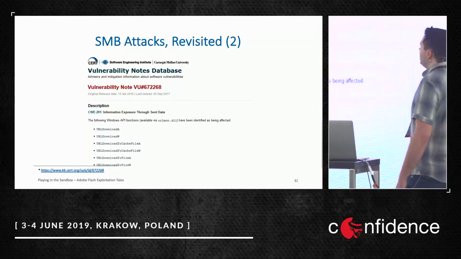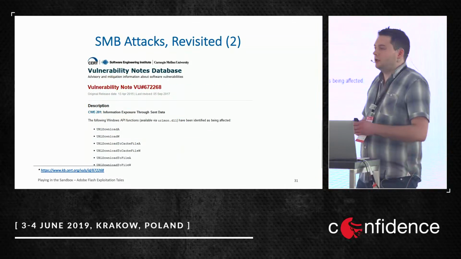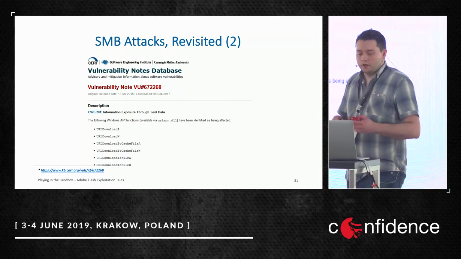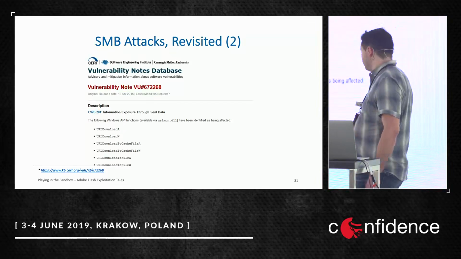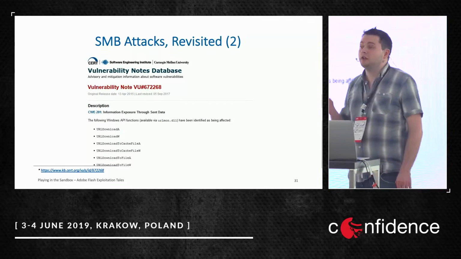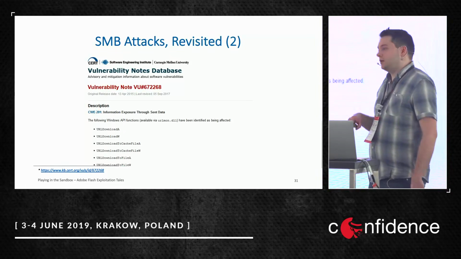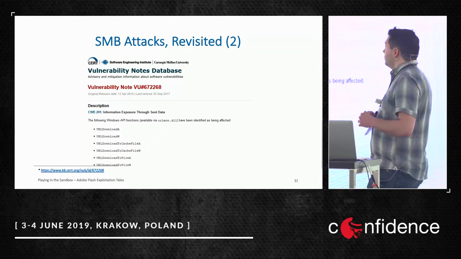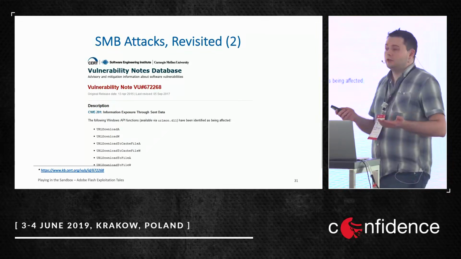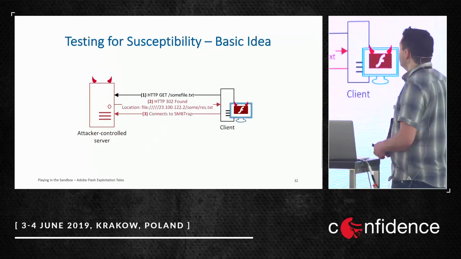So this vulnerability is actually well documented, and it turns out that it affects all of these Win32 API functions. So any application that uses any of these functions is actually vulnerable. And this triggered the industry to patch their software. So obviously this triggered a question for me: is Adobe Flash vulnerable as well?